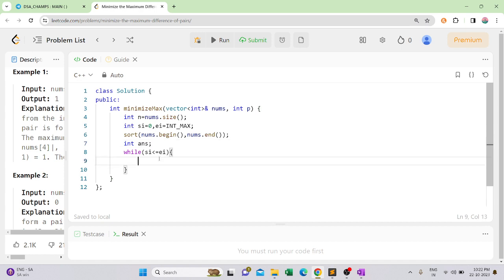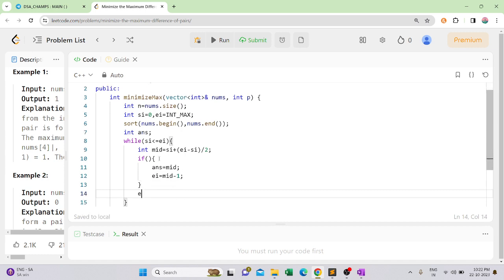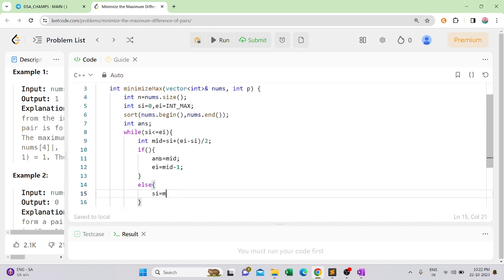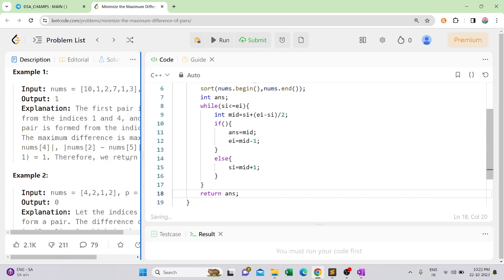Okay. We will find out the mid, which is nothing but starting index plus (ending index minus starting index) by 2. Now, if the condition is true, what we will do, we will just initialize our answer to mid and shift our ending index to mid minus 1. Else, we will shift our starting index to mid plus 1. And at the end, we are going to return our answer because we need to return that maximum difference, right?